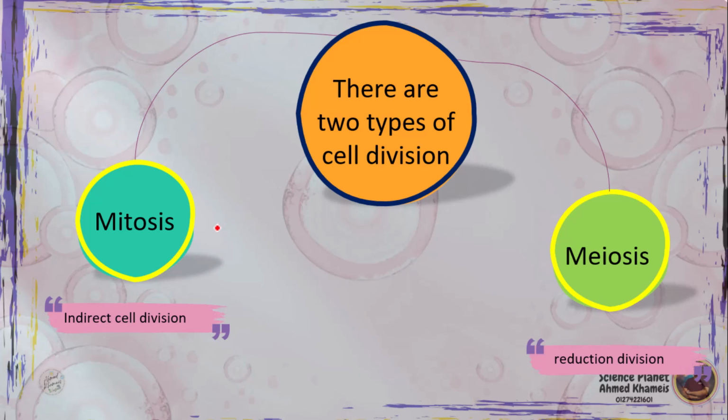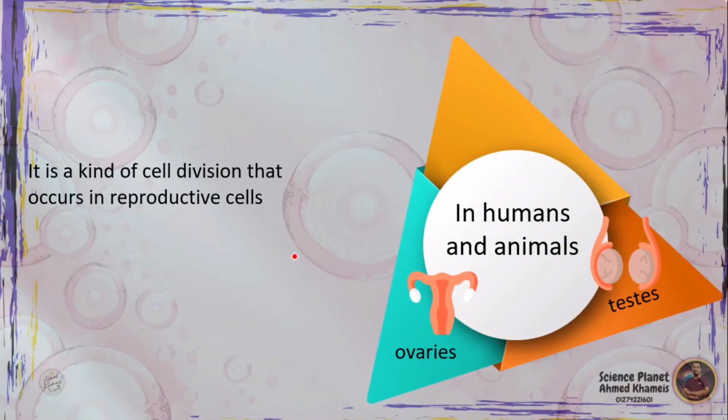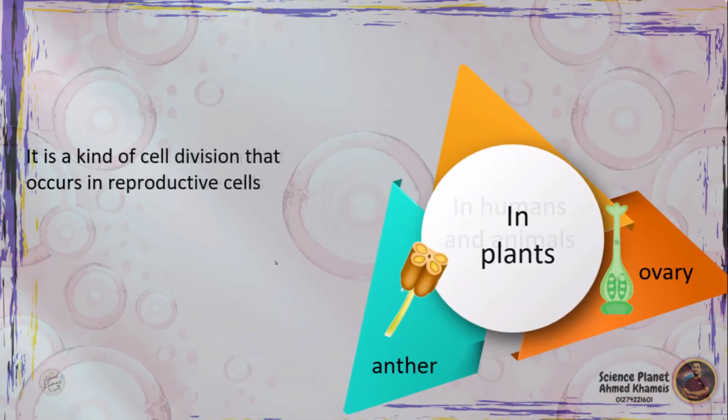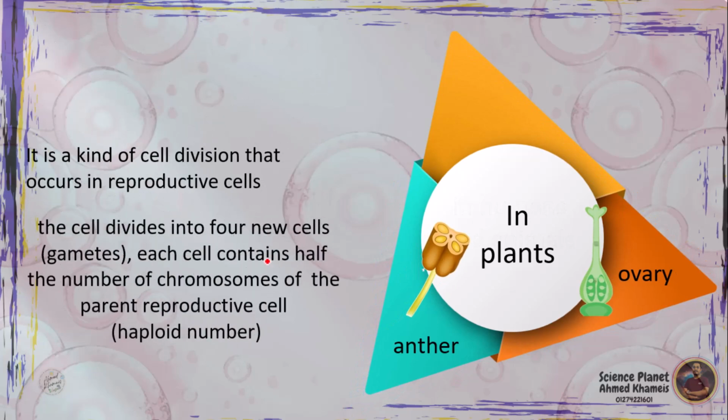The second type of division is meiosis division, or reduction division. And the meiosis division happens inside the reproductive organs, which are the anther and ovary in plants, or testis and ovary in humans or animals. And the goal of the meiosis division is the formation of gametes, each of them containing half the number of genetic material, which we call the haploid number.